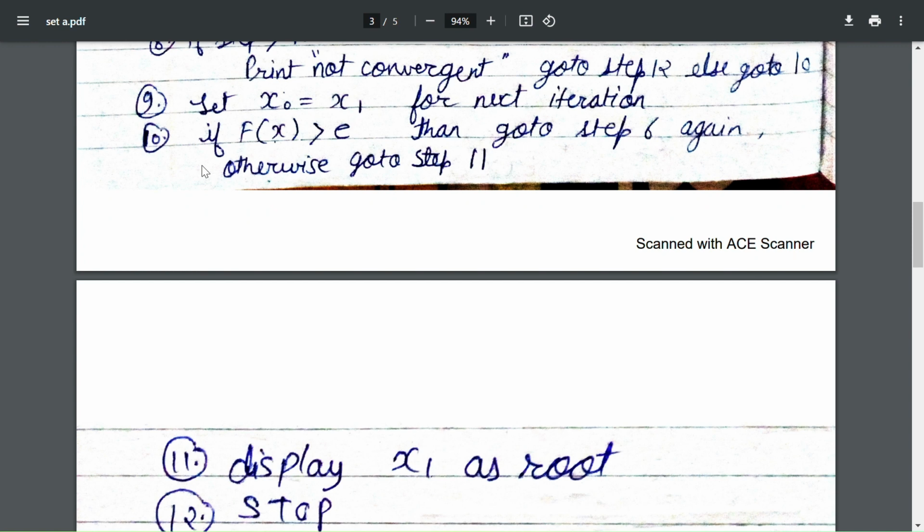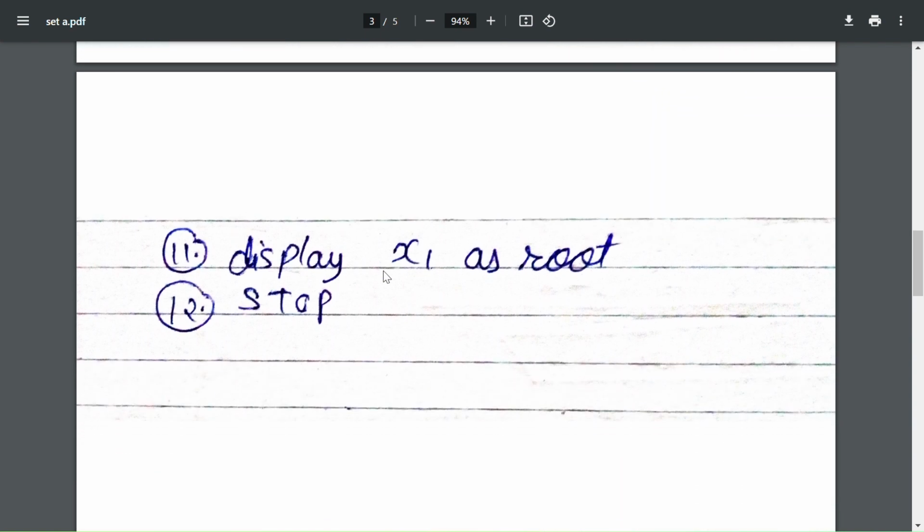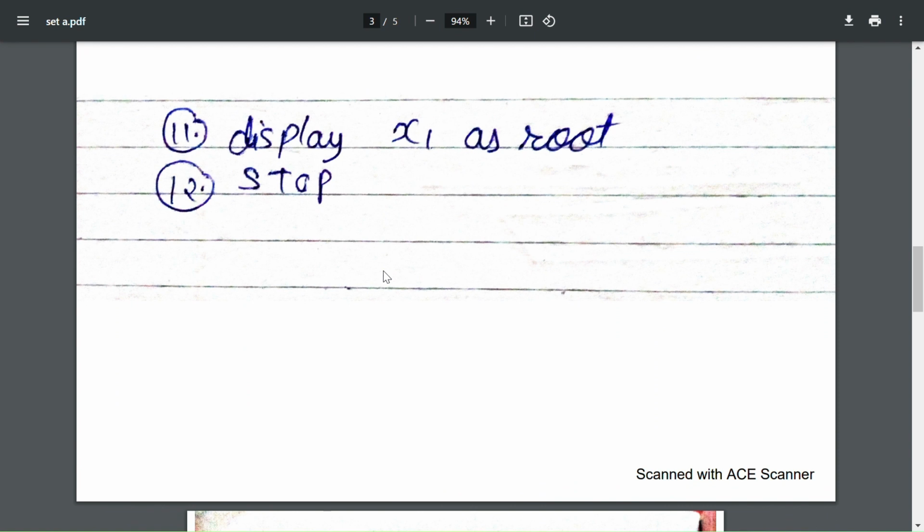If it is true, then we will move to step number 6. And if it is false, then we will move to step number 11. Now step 11 is display x1 as a root. Then in 12th and the last step is stop. Now we will move to our next question.